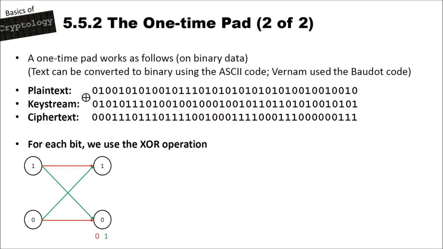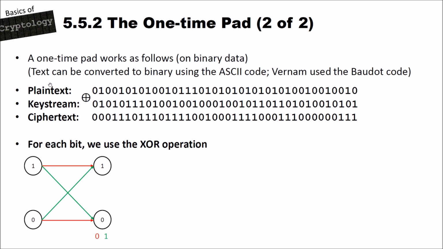So how does the One-Time Pad work? The One-Time Pad works as follows, and we use binary data here, so only ones and zeros. And when you want to encrypt text, the text has to be converted to binary. You can use the ASCII code or you can use the Baudot code. And in fact, Vernam used the Baudot code when he invented the Vernam cipher.